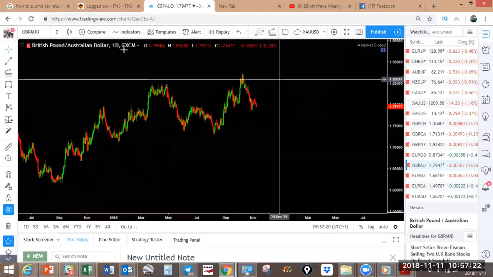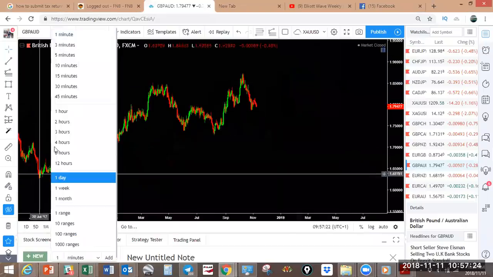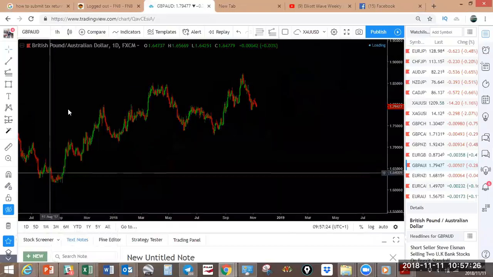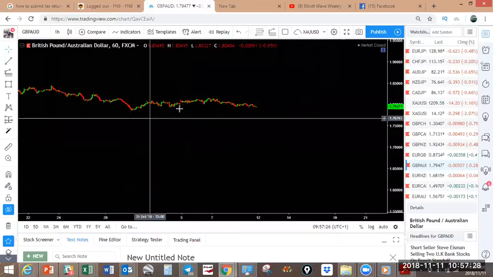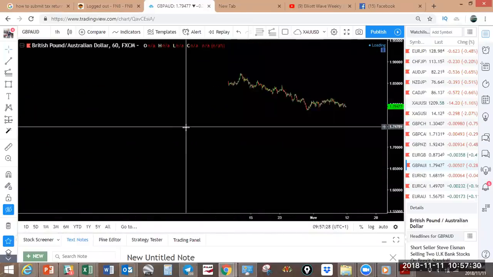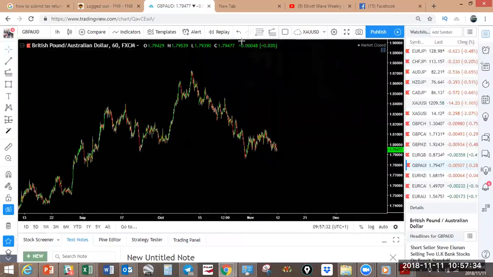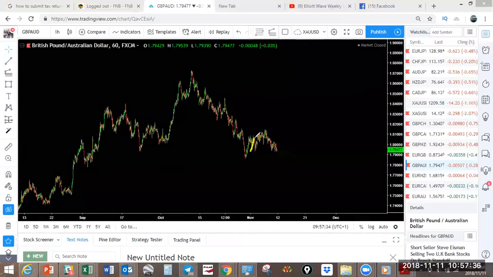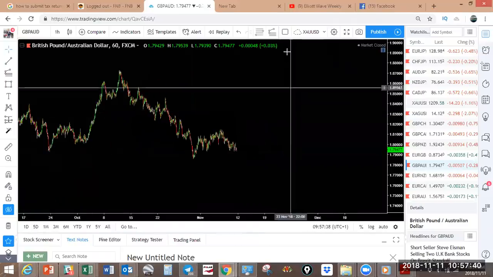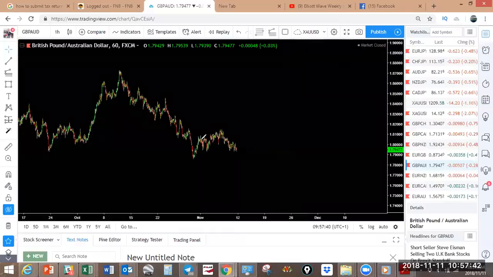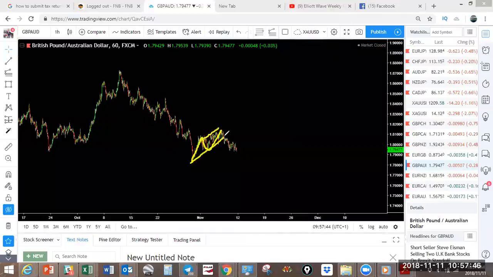It's very interesting. If you get the entry point here, it looks to be making, it has made a 3-wave correction. It's clear. It has made a 3-wave correction there at that level, 1, 2, 3, and dropped. So there's a possibility for this to make a corrective structure, go sideways from current levels and drop.